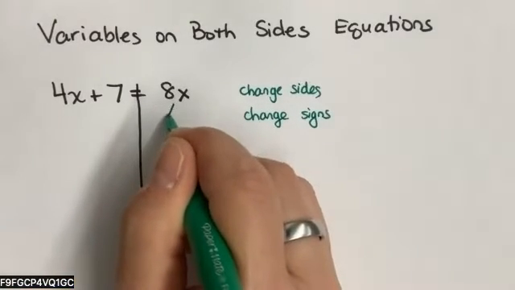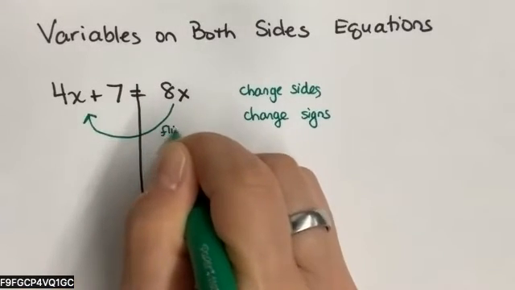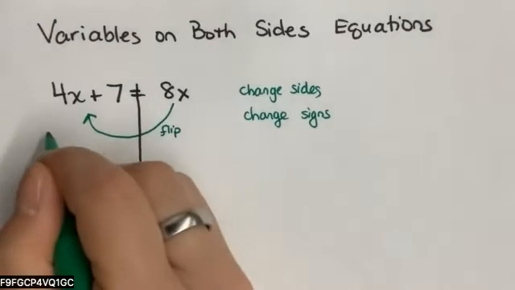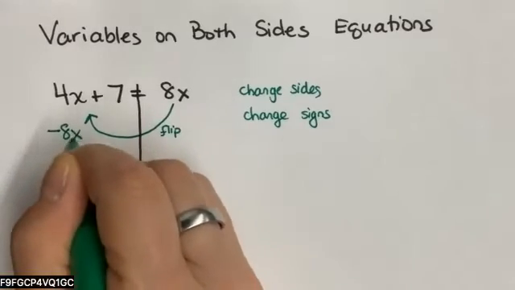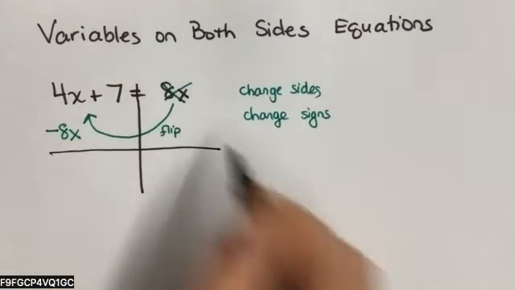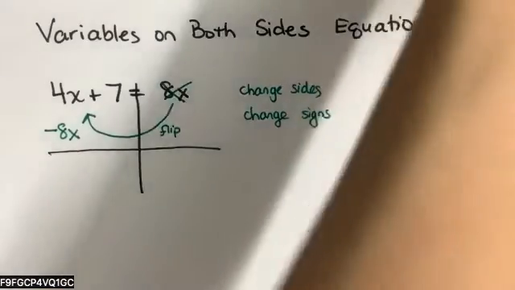So I want this 8x to come on over. So it's going to flip. It's going to change sides. When it changes sides, it's going to flip from the right to the left, where it becomes a negative 8x. So now let's see what that does to our problem.